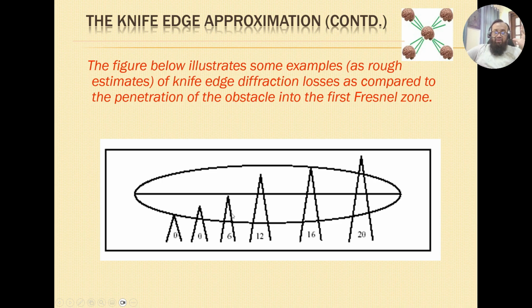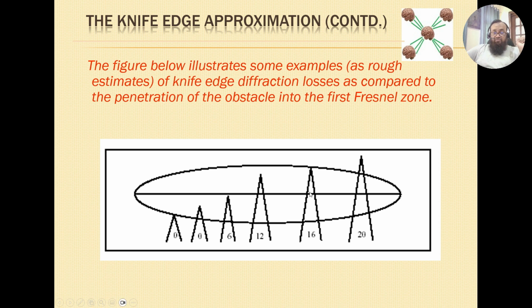If you are making a link which is very critical and you have to get the link somehow, then you should understand these values: if there is a knife edge type of path, then maybe it can make a 6 dB loss. If it is passing a bit higher, then it may bring a 12 dB loss. Again and again I'm saying this is an approximation, these are not exact.